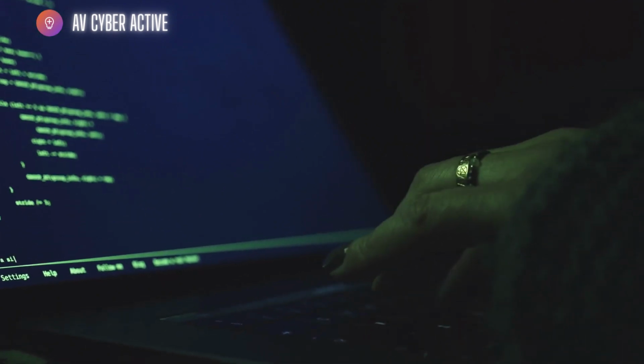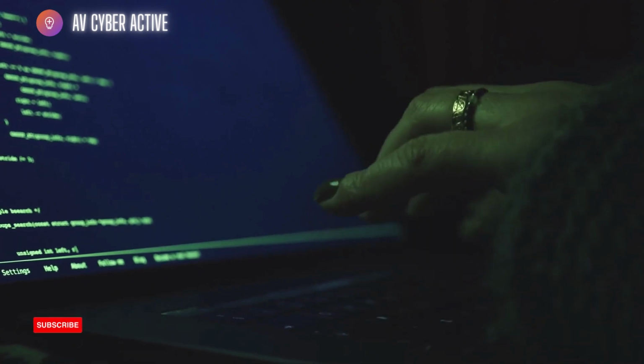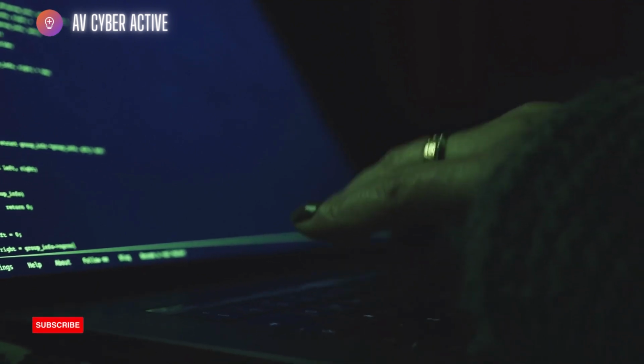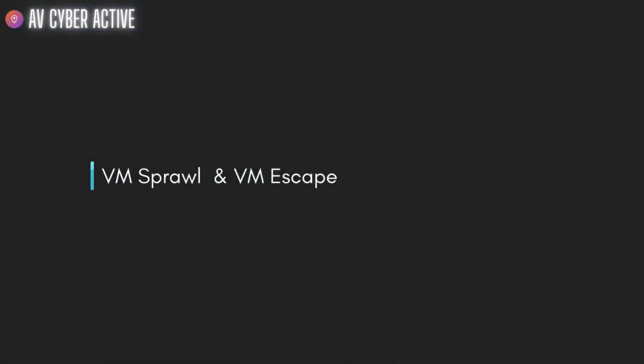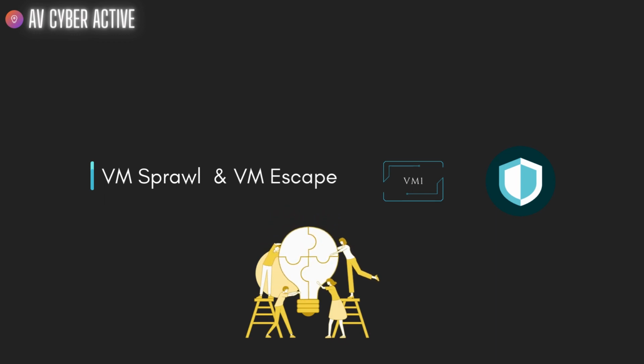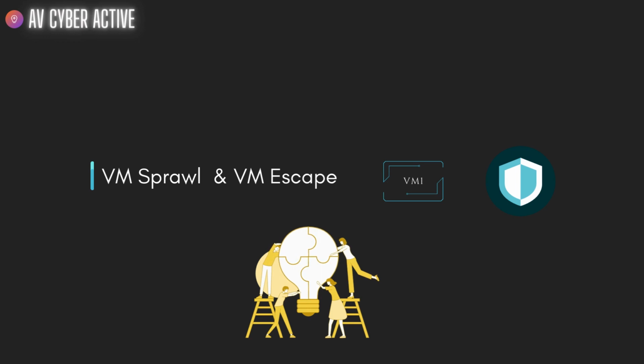And lastly, always make the best use of automation tools to help manage the virtual machines more efficiently. So, in conclusion, VM sprawl and VM escape are significant concerns in virtualized environments, but with proper understanding and proactive measures, IT professionals can mitigate this risk effectively. Remember that a well managed virtual infrastructure not only improves performance but also enhances the security posture of the entire system.